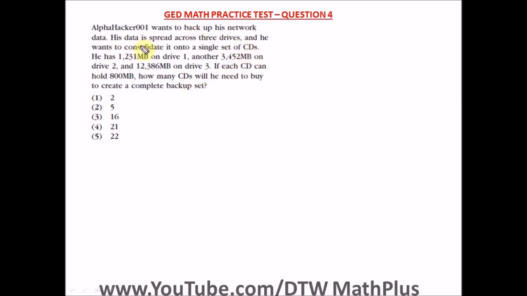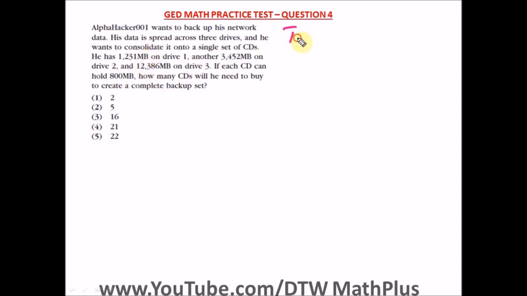The question says his data is spread across 3 drives and he wants to consolidate it onto a single set of CDs. On drive 1 we have this amount, drive 2 we have this, drive 3 we have this amount of megabytes of data. If one CD holds 800 megabytes, how many CDs would he need to create a complete backup set? So we need to add up the amount of data on the 3 drives to know the total amount of megabytes he needs to back up. Once we get that total, we'll divide by what a CD can hold, 800 megabytes, to know how many CDs his data would need.